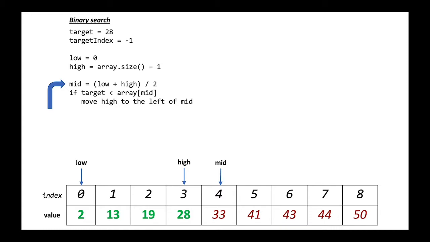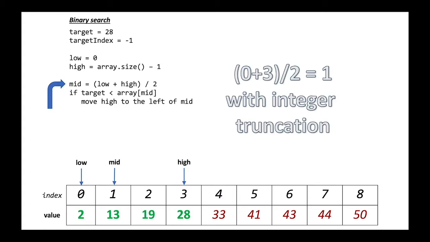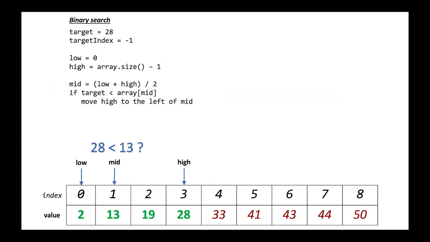We then repeat the process. We reset mid to the average of high and low. Now, one nice consequence of integer truncation is that we don't have to worry about a 0.5 showing up. We ask the question again, is 28 less than 13 in this case? Remember, we always want to compare our target to the contents of the array. Now that's false. So we introduce an else-if clause in our pseudocode, where we ask, well, is 28 greater than 13? Of course, that is true.